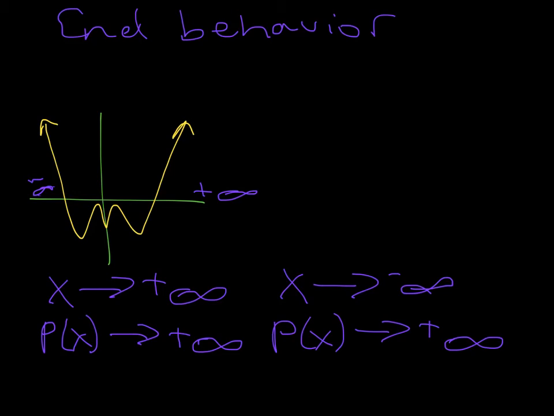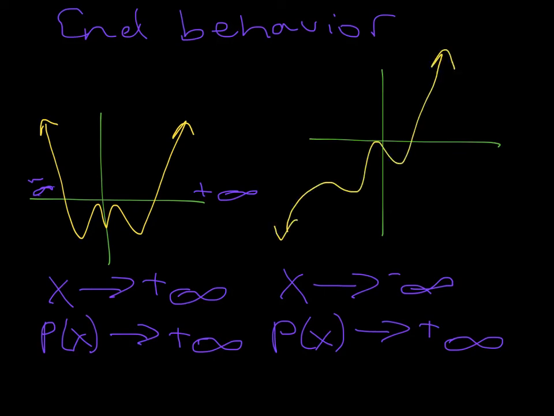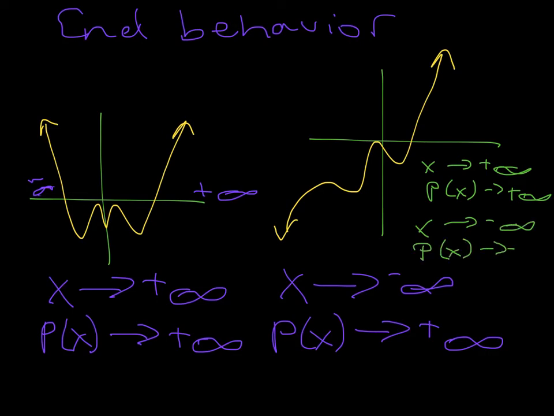Let me draw another one on here. So let's say I have a graph that looks like this. In this one, I would say, as x approaches positive infinity, my p of x is also approaching infinity. So I would say, as x approaches positive infinity, p of x is also approaching positive infinity. But as x approaches negative infinity, then p of x is approaching negative infinity.